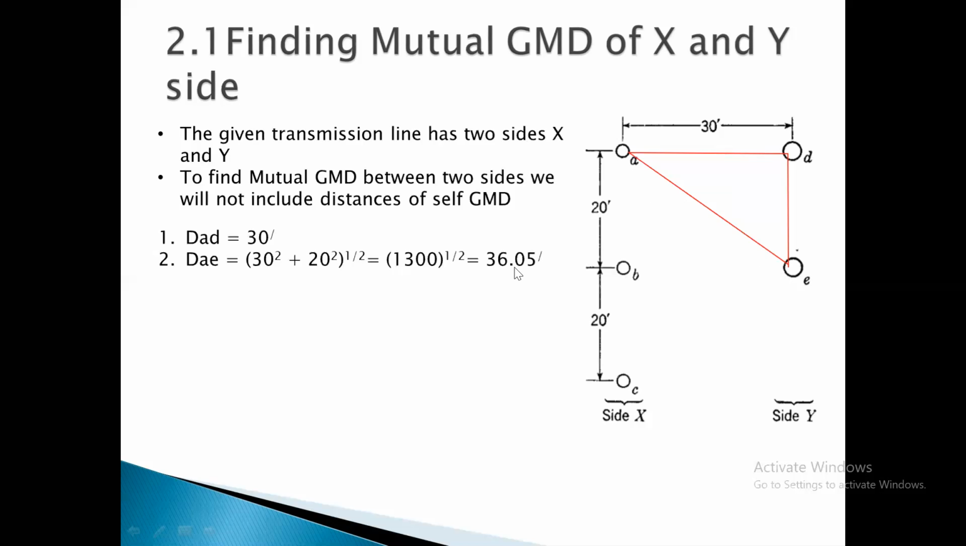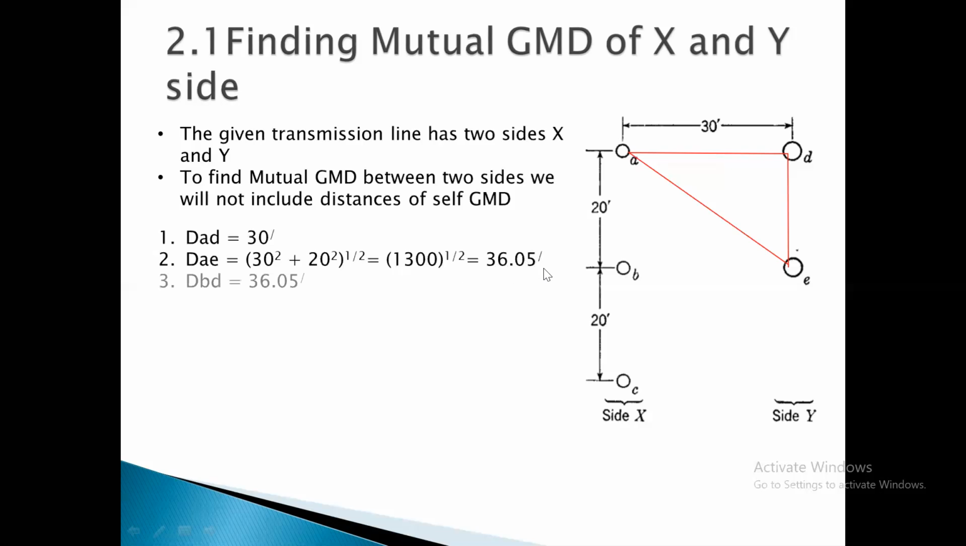So now I am going for the distance from A to D, and then the distance from A to E. Then I will move towards B, the distance from B to D and from B to E. Then I will move towards C, the distance from C to D and from C to E. Firstly I calculate them, and then I will put them in the formula, which I will explain. Yesterday I also explained it, but I will explain again. So this is the A to E distance, which I found to be 36.05 feet.